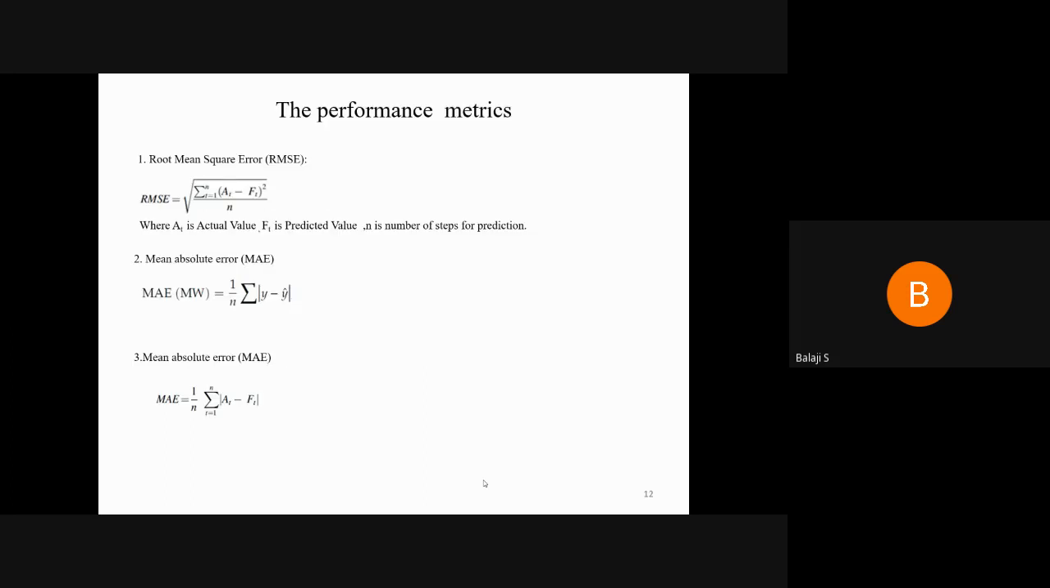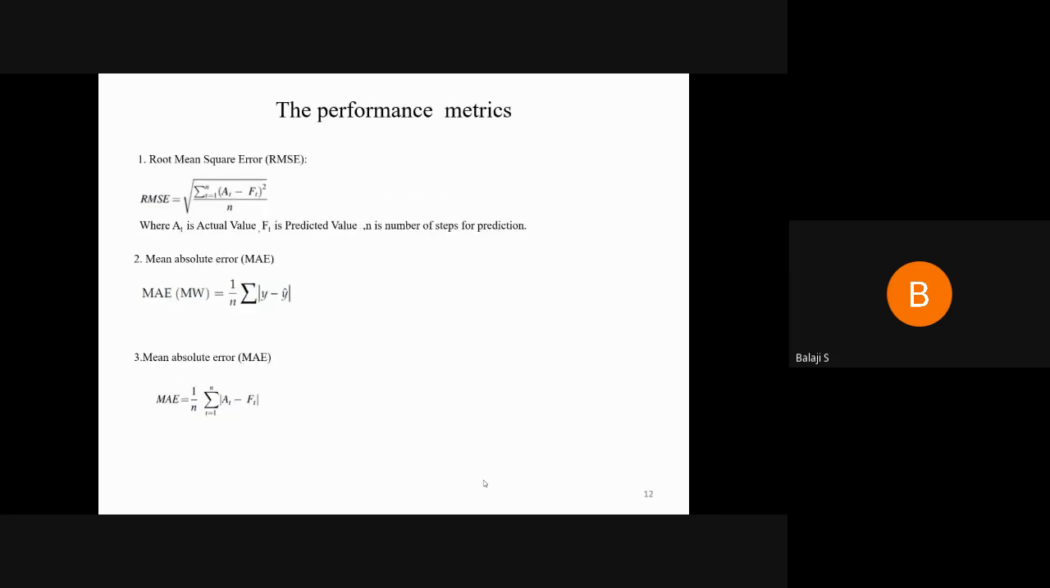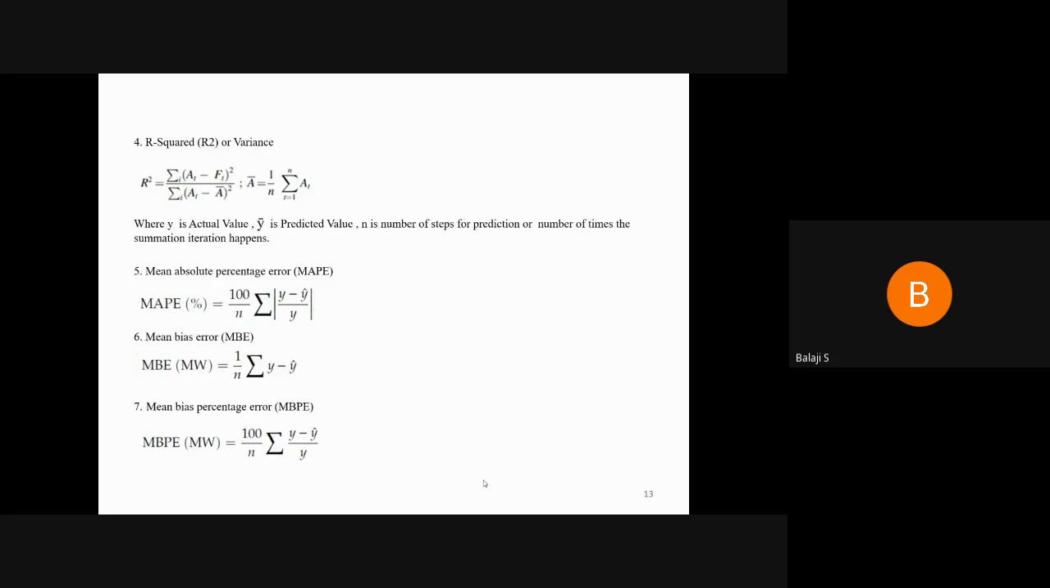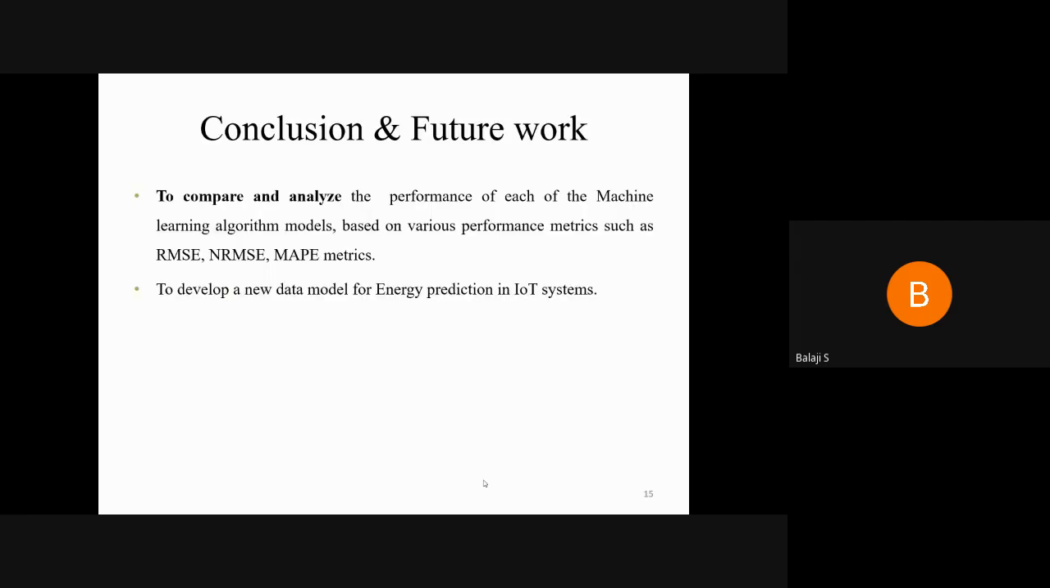from existing data sets and from the machineries through various sensors. The performance metrics included here are RMSE, MAE, root mean square error, MAE mean absolute error, R squared variance, mean absolute percentage error, mean bias error, and mean bias percentage error. The graph for the model which I have taken into consideration is LSTM, and the graph for that is shown here.